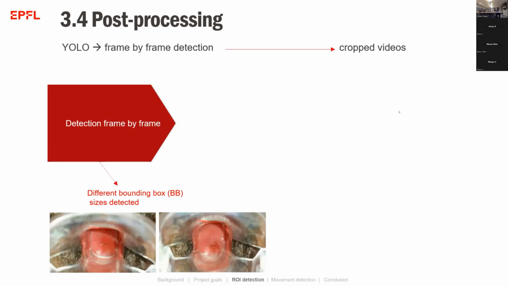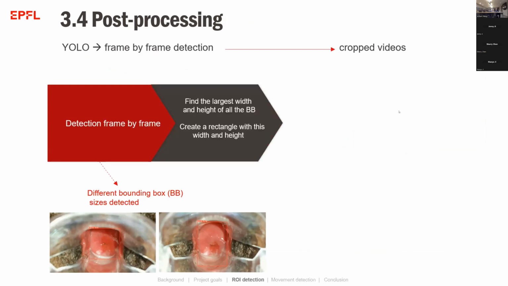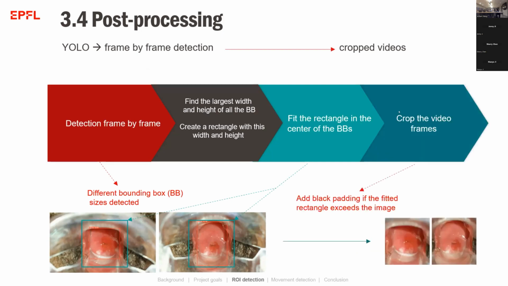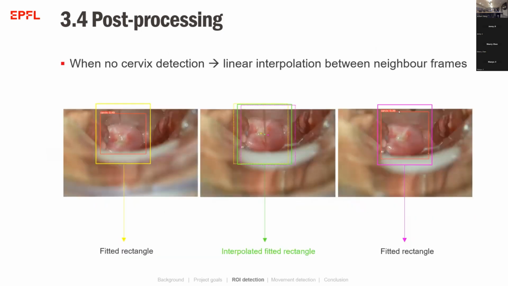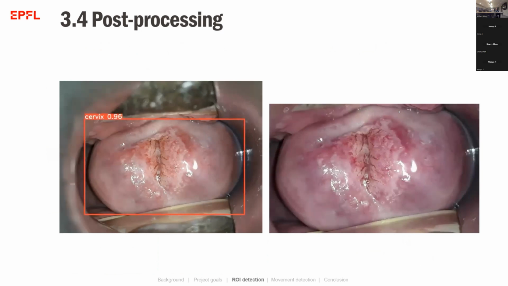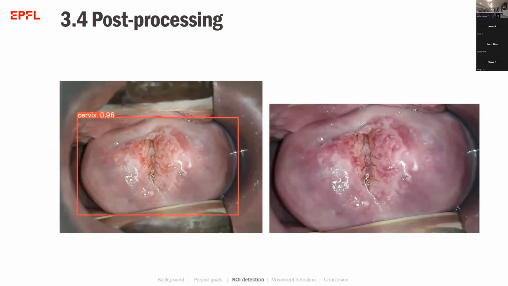So how do we get from the frame-by-frame detection to the final cropped videos? Well, we had to generalize the bounding boxes because in each frame, the bounding box is a different size. So we searched for the biggest height and width, and then we centered this rectangle in all the predicted bounding boxes to later crop the videos. And when no detection was done by YOLO, we did a linear interpolation between the neighboring frames. Here you can see an example. On the left, we have the predicted bounding box and on the right, the video already cropped.